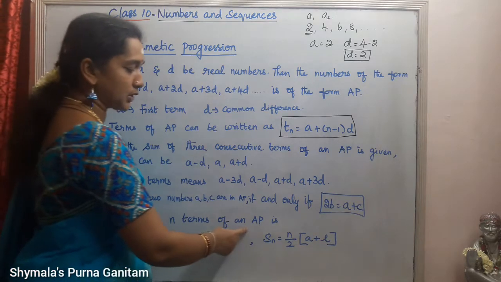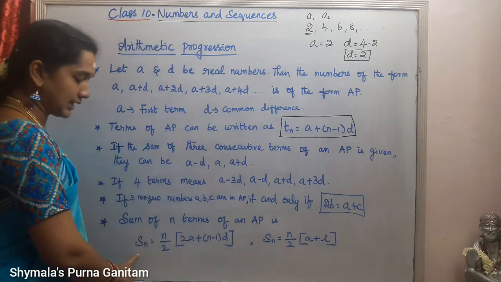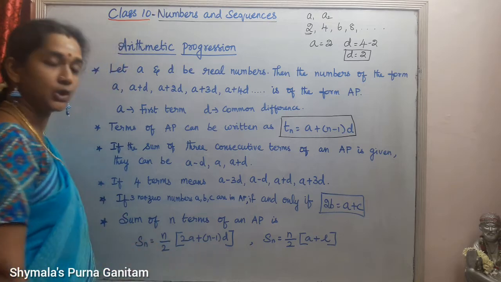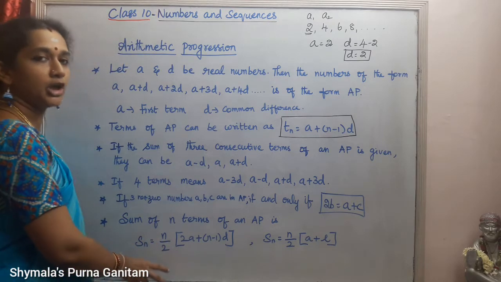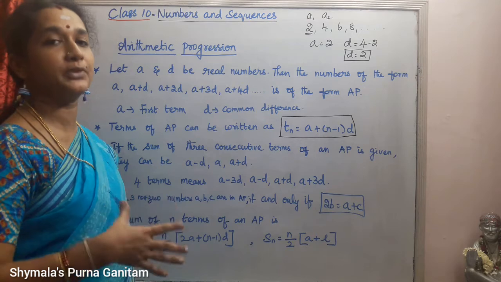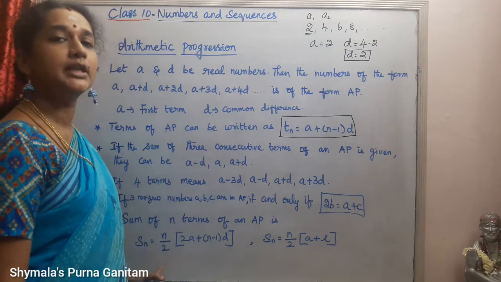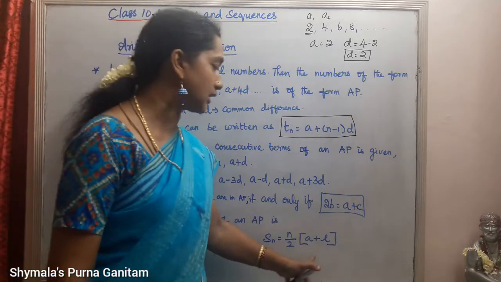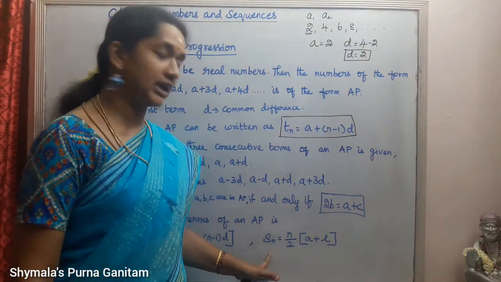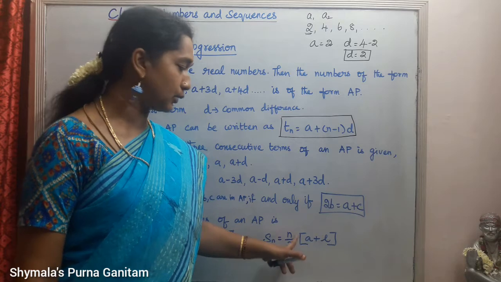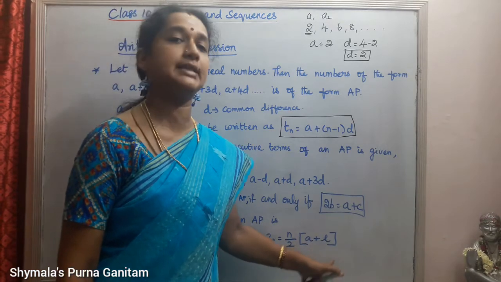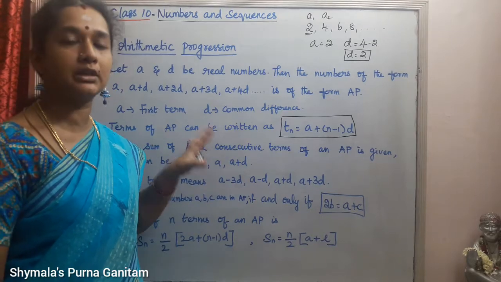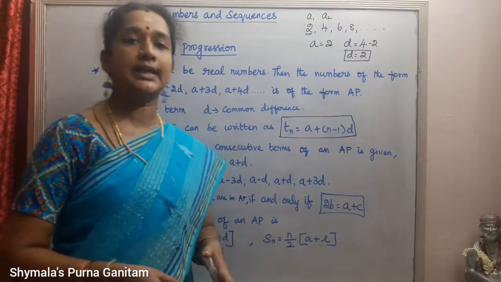Sum of n terms of an AP is Sn is equal to n by 2 into 2a plus n minus 1 into d. So this is the formula to find the sum of the n terms. If the first term and the last term are given, we can use Sn is equal to n by 2 into a plus l. So these are a few important formulas and important things to note down to do the next exercise.